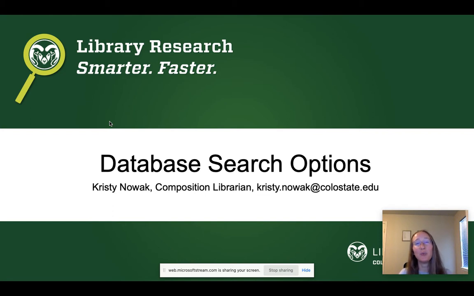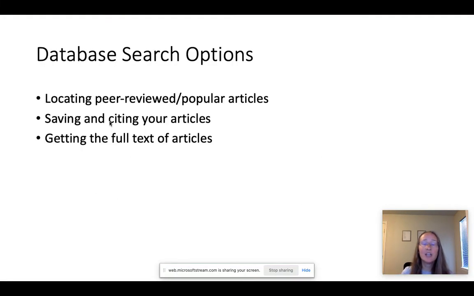And in this video, what I'm going to be talking about is some specific options to search the CSU library databases. Specifically, I'm going to be talking about three things, because they're really important for being able to succeed in a lot of composition assignments, and they can be a little bit confusing in our library system. I'm going to be talking about how to locate specific types of articles, particularly peer-reviewed articles, popular articles, and articles from a specific date range.